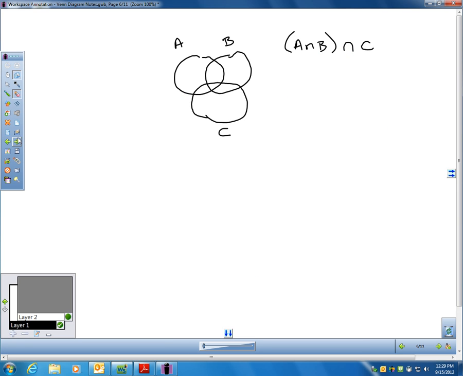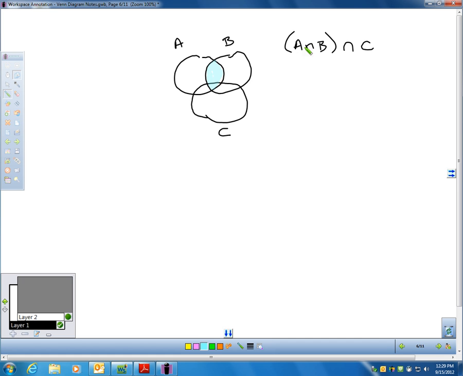Let's do one more. Let's try this one. We have A intersecting B intersecting C. So I start here with A intersect B. Let's just do that in our head. I'll get out my little marker again. Where is A intersecting B? Well, where are A and B in common? Only here in this part. This is where A and B are in common. All I care about is circles A and B right now. I don't even care about circle C. This is where A and B are in common.